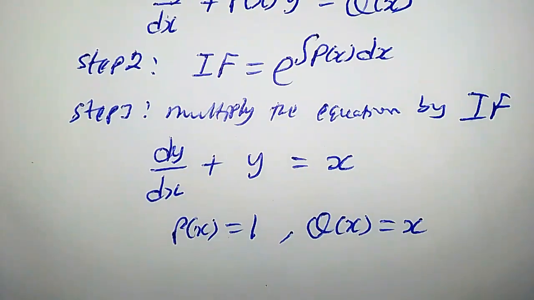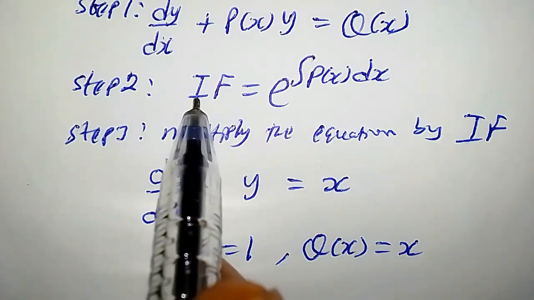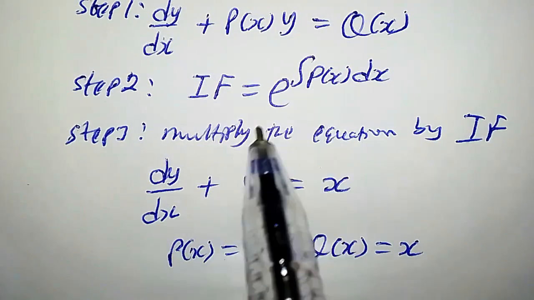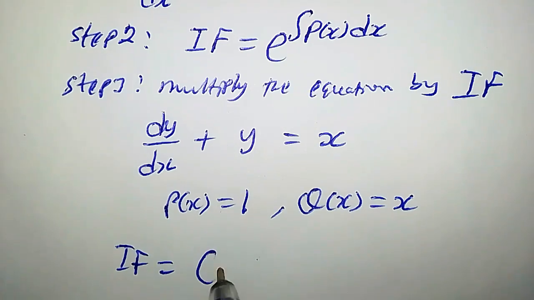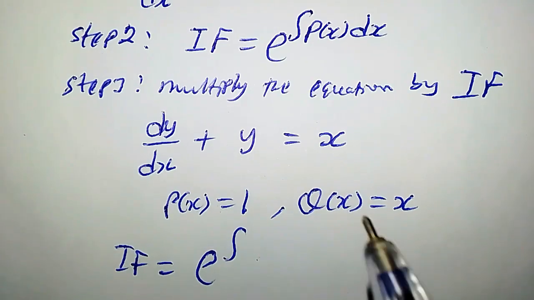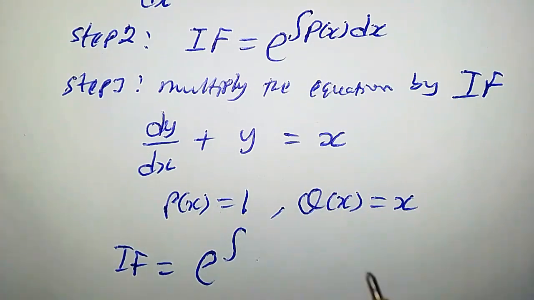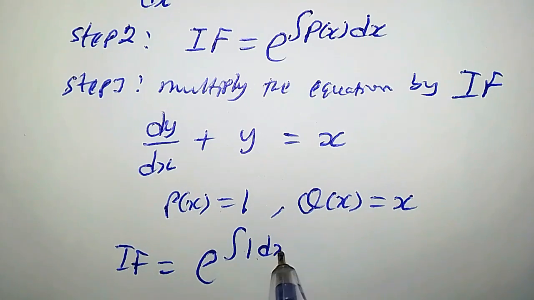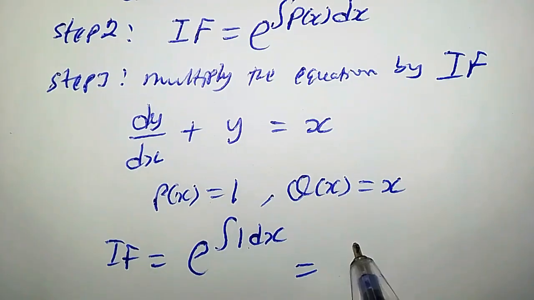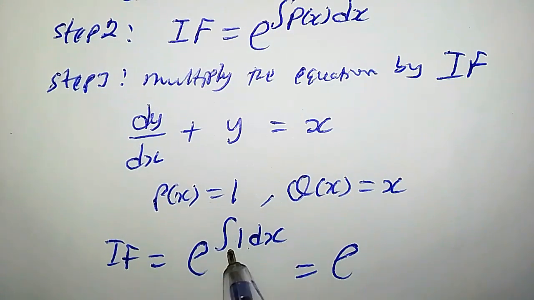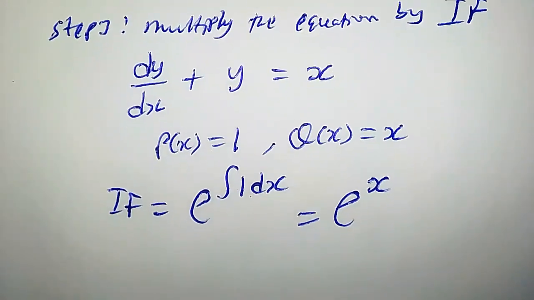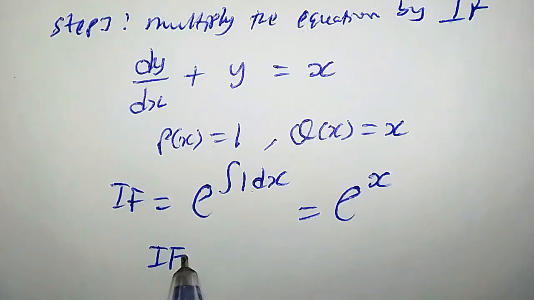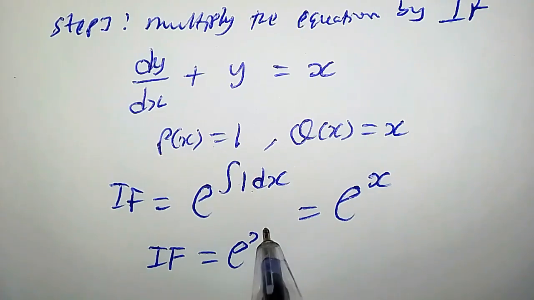Now let us solve. Step 2 is to find the integrating factor. So our IF is equal to e raised to integral of, what is p of x? That is 1. So we have 1 dx. This is equal to e to the power of, when we integrate 1 with respect to x, that is simply x. So our integrating factor is equal to e to the power of x.